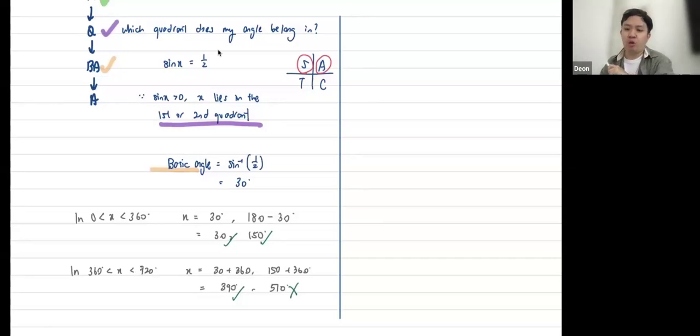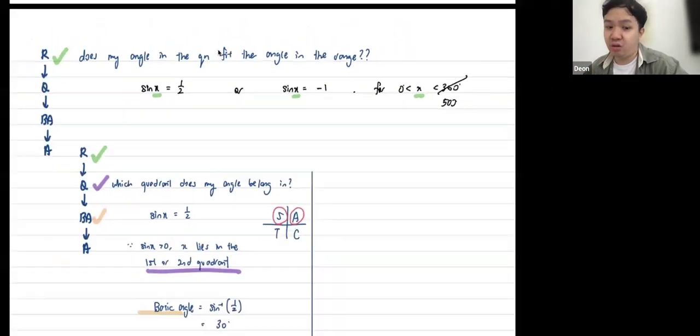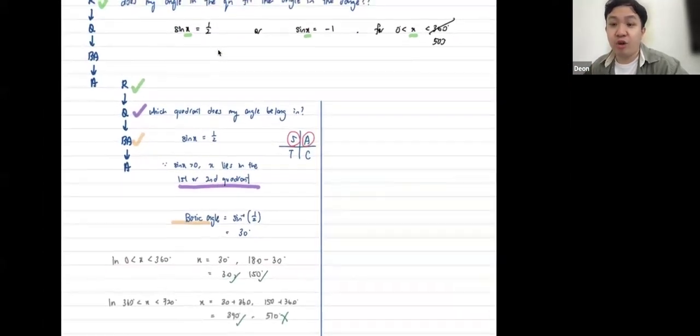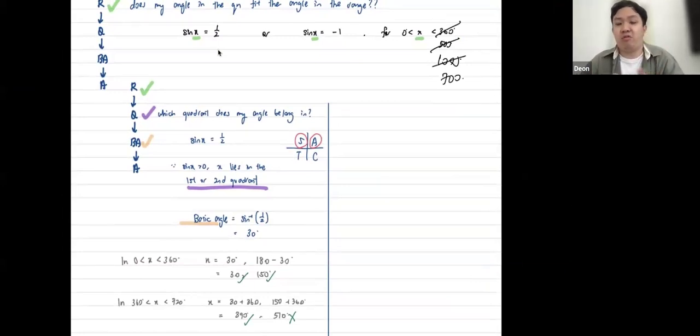How do I know there's only until 390? How do you know it's only until 500? This is depending on the question. It depends on the question's range. I could not have set 500. I could have set 1000, also can. I could have set 700, also can. It depends on the question, right? So this question is 360. I just wanted to change it to 500 so that I can explain adding one more circle.